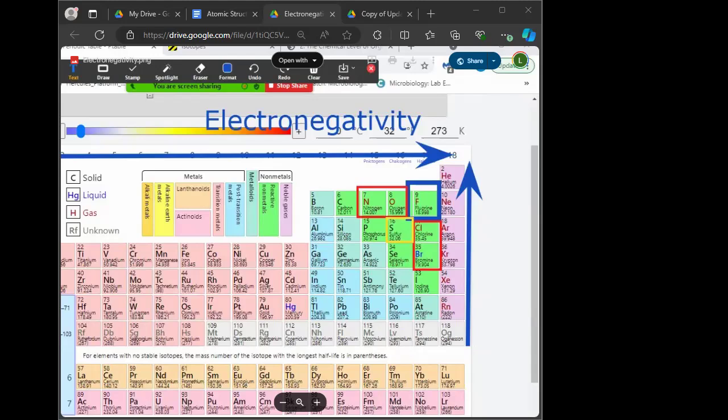And then all of the elements that are right next to fluorine are also extremely electronegative. Highly, highly, highly electronegative. So, for example, like oxygen, chlorine, bromine, nitrogen, kind of sulfur, kind of, but yeah. All of the ones that are right next to fluorine are extremely electronegative.